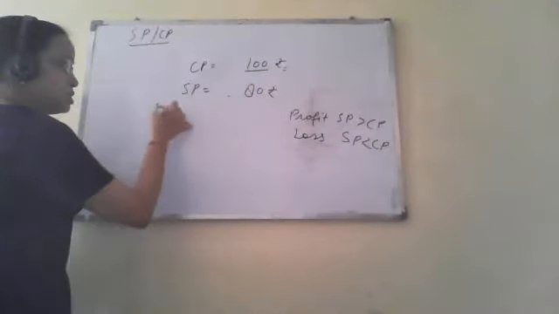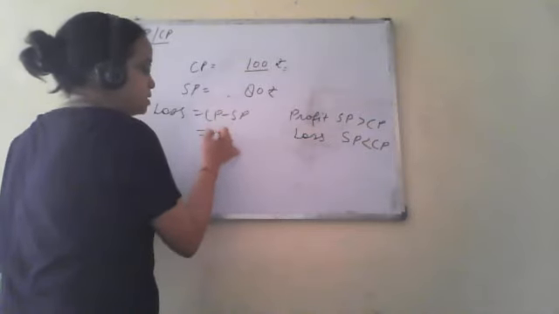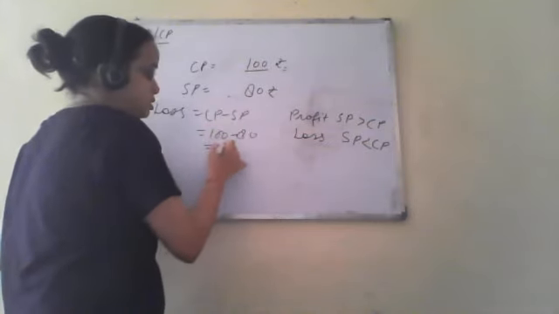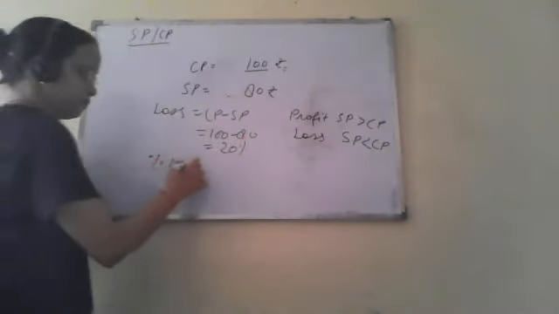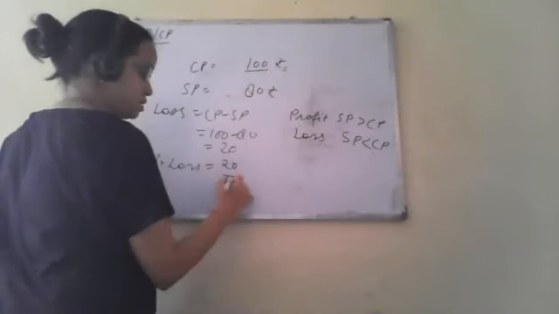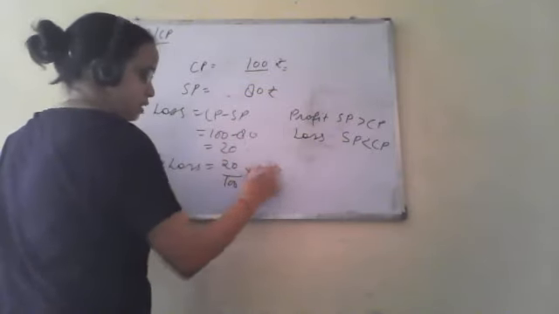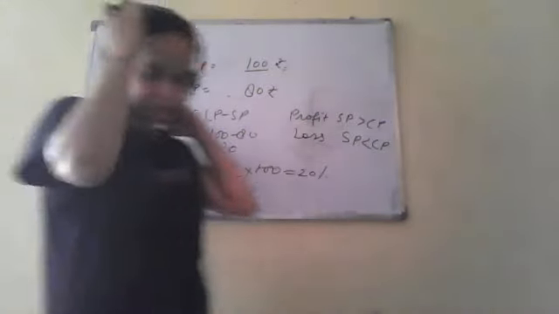Now what is the loss in this case? It will be cost price minus selling price, that is rupees 100 minus 80, which is rupees 20 again. Now percent loss will be this 20 rupees upon cost price into 100. So this is 20%. 20% is the loss. This way we have to calculate. So this is the basic concept of calculating profit and loss.